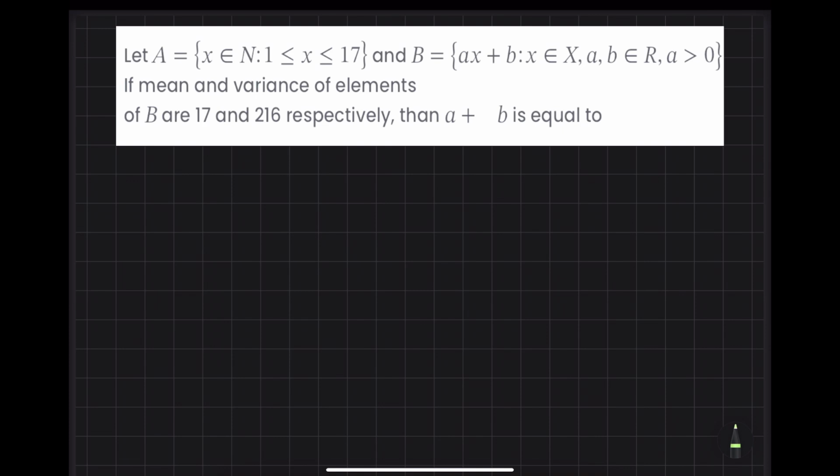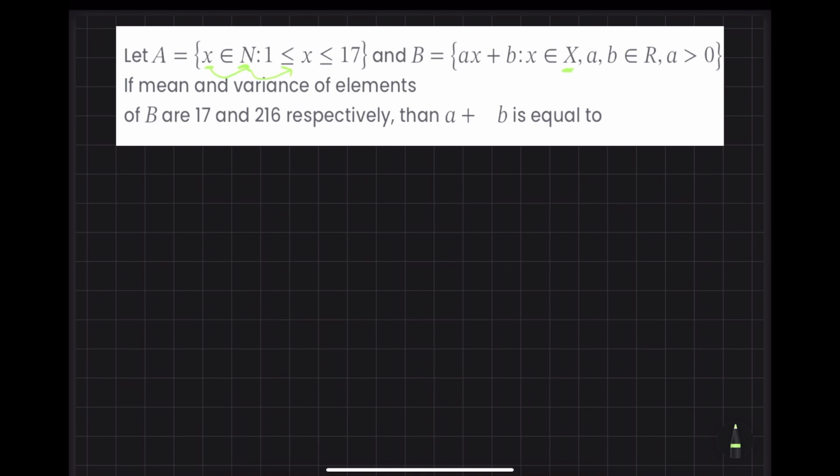So, we got a wholesome new problem which says: let A equal x, where x belongs to the natural numbers. So x is a natural number ranging from 1 to 17. So it is 1, 2, 3, 4, 5, 6, 7, 8, 9, 10, 11, 12, 13, 14, 15, 16, 17. Now, this is your A. Now, we have B. B is ax plus b, and x belongs to A, so this x is a natural number, and natural numbers here are from 1 to 17.